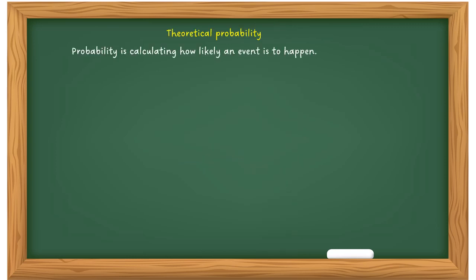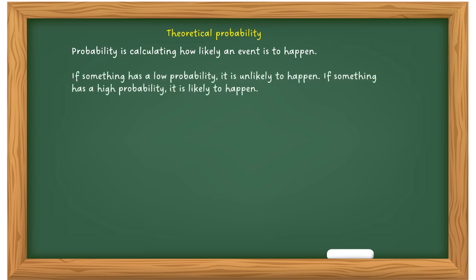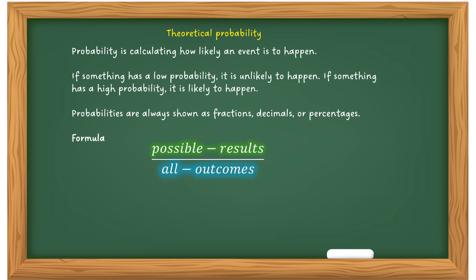Now probability is calculating how likely an event is to happen. If something has a low probability, it's unlikely to happen. If something has a high probability, then it's likely to happen. Probabilities are always shown as fractions, decimals, or percentages. Now, the formula is fairly simple. It's possible results over outcomes.